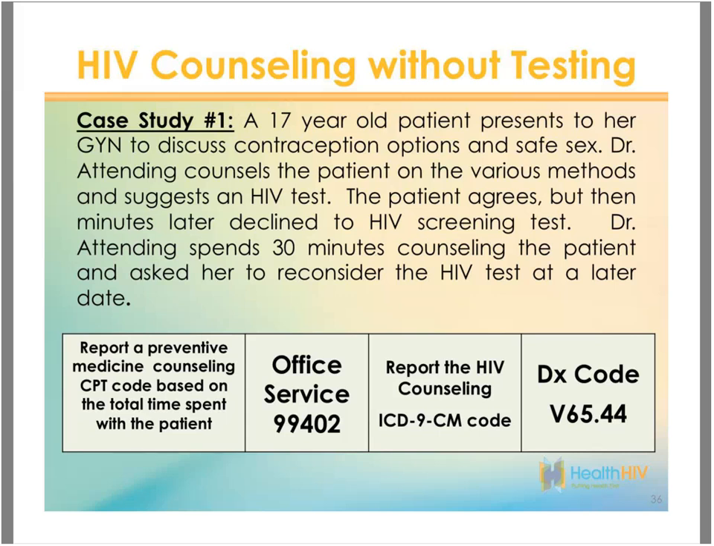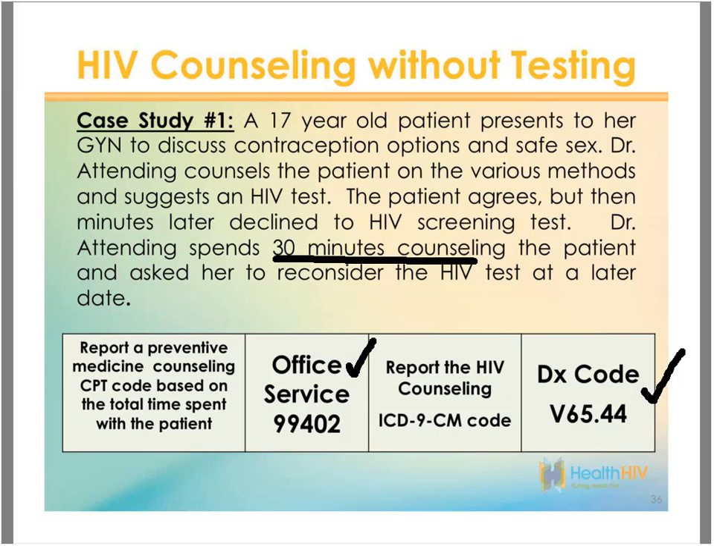This is a patient that comes in for a GYN, and the doctor counsels the patient, and they discuss various methods. And the physician was able to convince the patient to take a test, and the patient agreed, but then later declined. So the physician in this encounter billed the 30 minutes of counseling, and the diagnosis code that's here reflects counseling, and the CPT code that's here is for counseling.